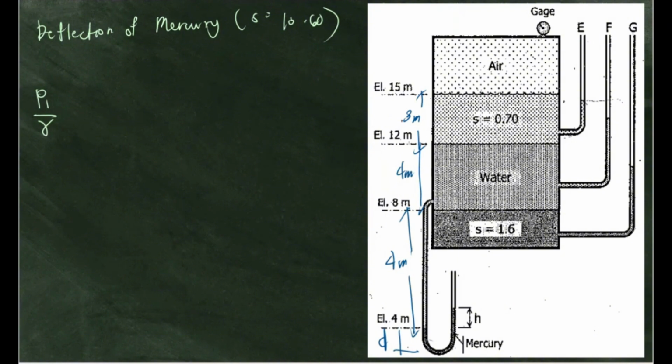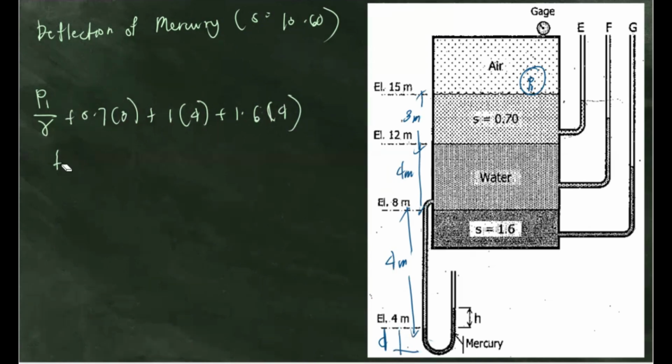Ito yun. Yung P sub 1 nandito siya, no? Kasi na-neglect natin yung air. So, malamang nandito na yung P sub 1 natin sa level na to. And then, plus 0.7 times 3 plus 1 times 4 plus 1.6 times 4. Ano pa? Kasi sa water nakadugtong. So, isa pa ulit, plus, ano ba to? Ito na pala, 1 times 4. Sorry. 1 din pala ito, no? Kasi sa water pala nakadugtong. So, 1 times 4. Nakikita nyo ba itong tube na to?